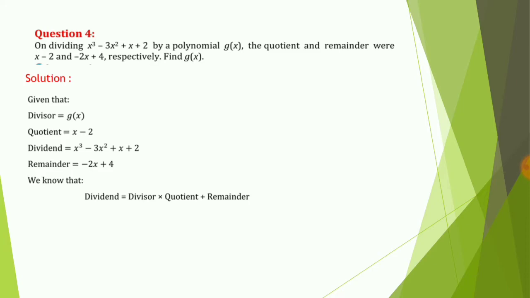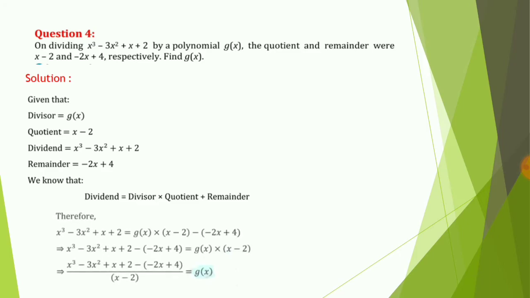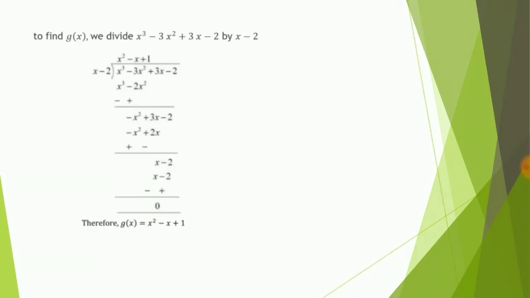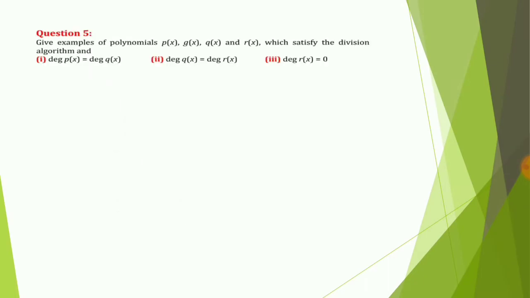So we'll use the division algorithm and put the values in this. Dividend is equal to divisor into quotient plus the remainder. When we do that, the value of the divisor comes out as the dividend minus the remainder, divided by the quotient, and that will be the value of g(x). So we get the value of g(x) by dividing x³ - 3x² + 3x - 2 by x - 2, and we get g(x) equal to x² - x + 1. Right? Let us take up the fifth question now.